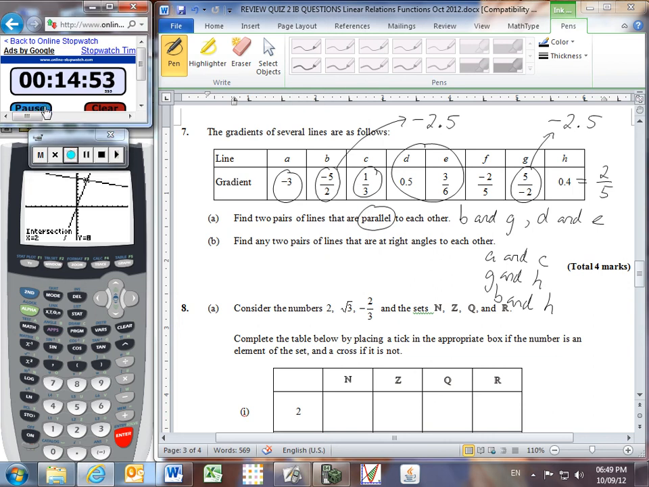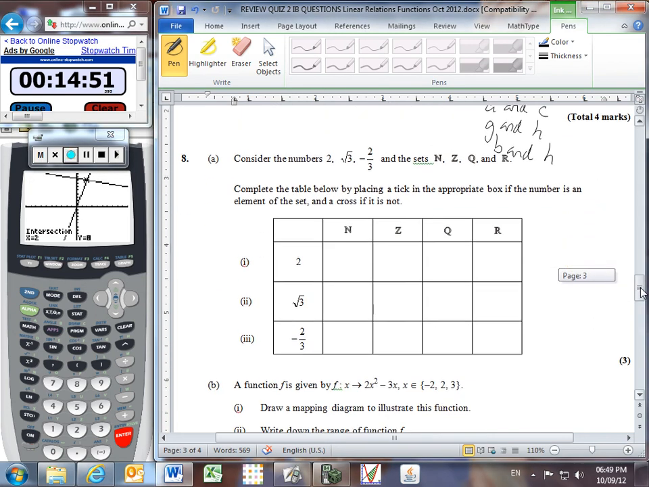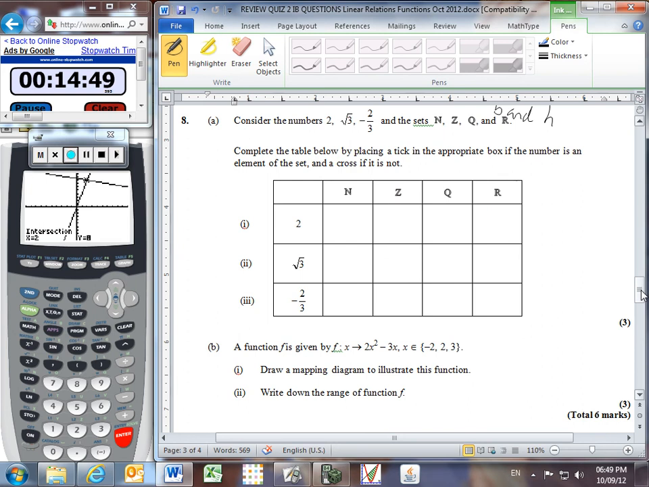Alright, let's move down then to number 8. We've got this set of numbers, and it looks like we first need to classify each one as being a natural number, an integer, a rational number, or a real number. That might be more than one of those.